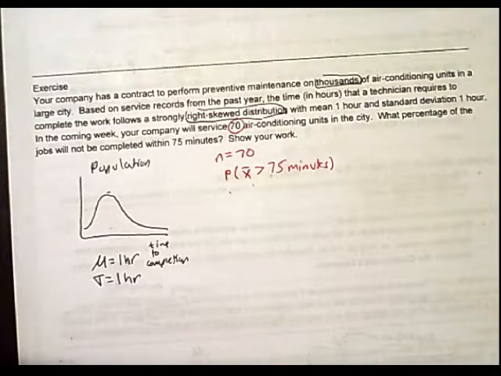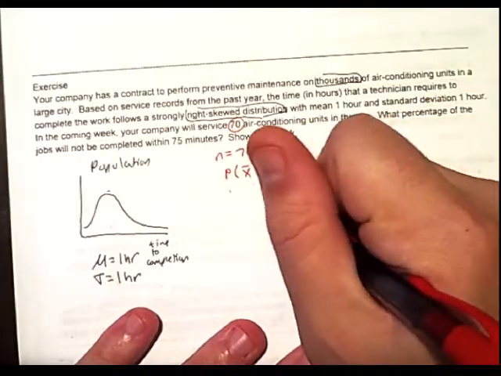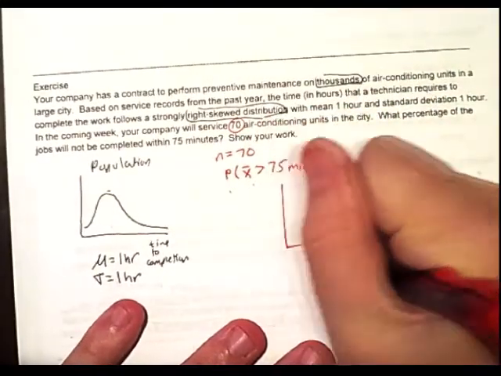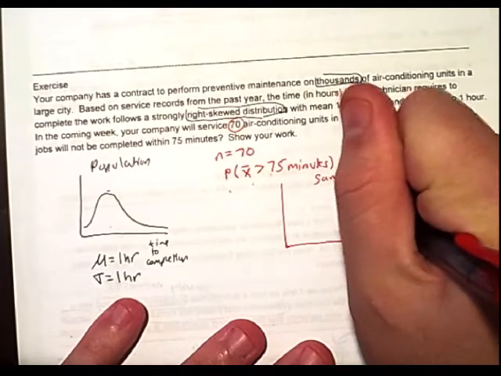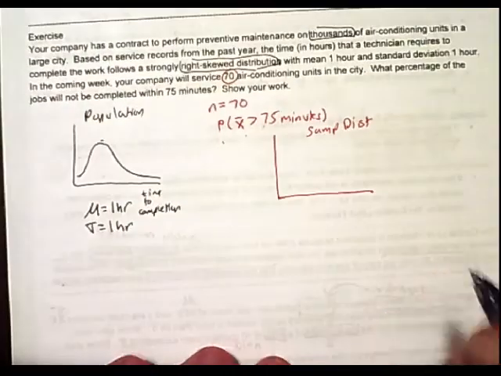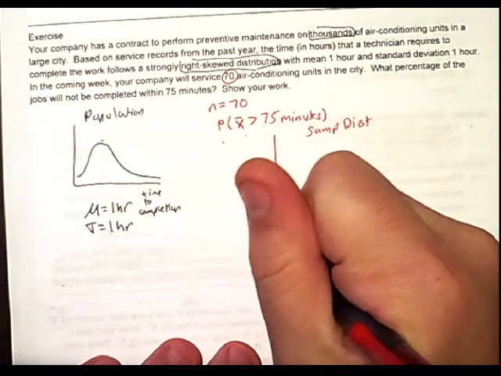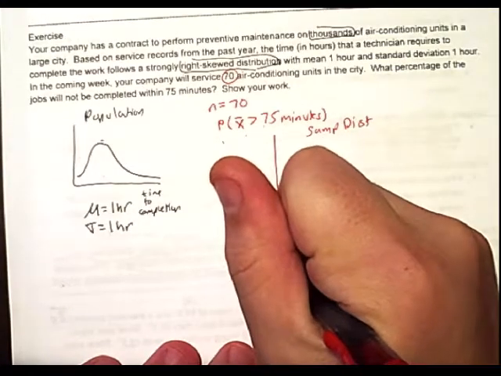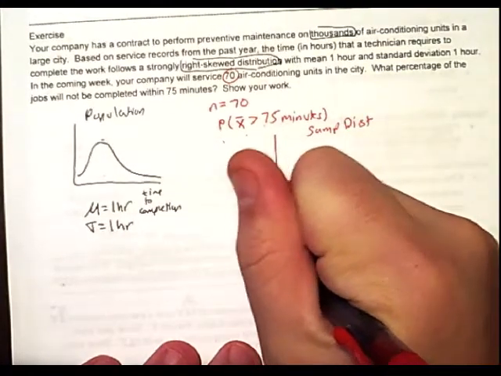All right. So let's think about the sampling. Let's think about our conditions. Let's think about what the sampling distribution would look like. So we have three conditions. We have the random condition.